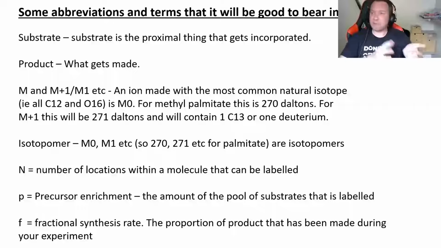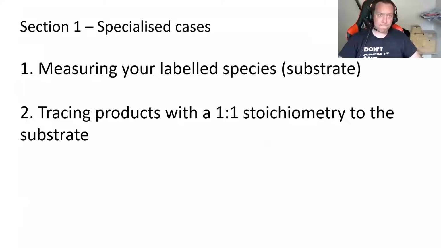And F is the fractional synthesis rate. This is usually what you're trying to measure. So this is the proportion of the product that has been newly made during your experiment. So from putting your label in to harvesting your mouse, your cells, how much stuff got made is F, the fractional synthesis rate. Okay? Right.